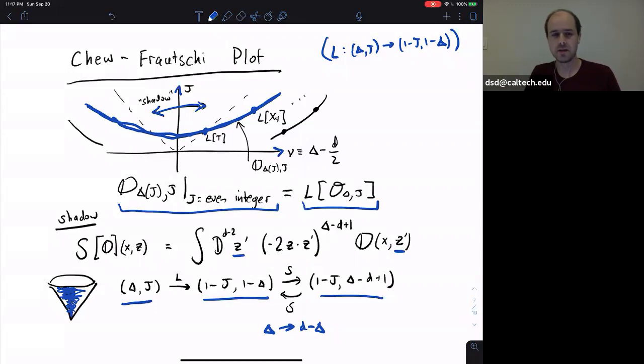But this is kind of mysterious. You can ask, how do you go between light rays and light cones? And that's something that we'll see in a moment when we look at an example.